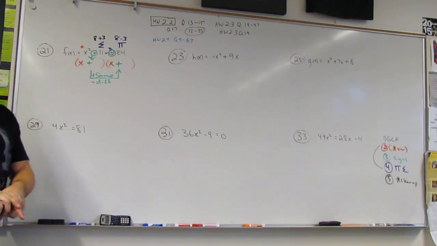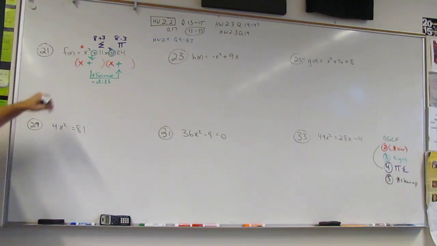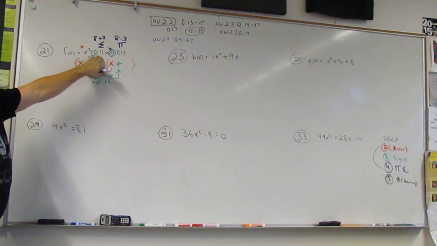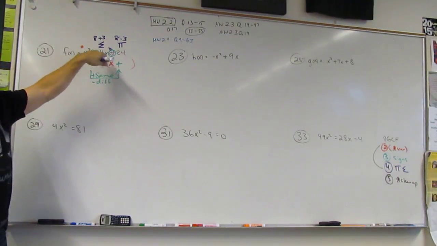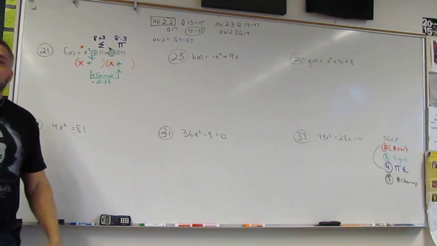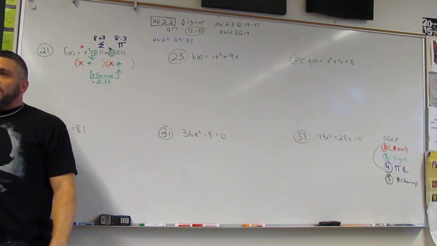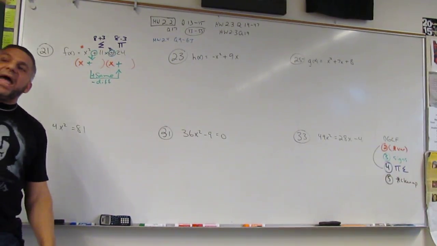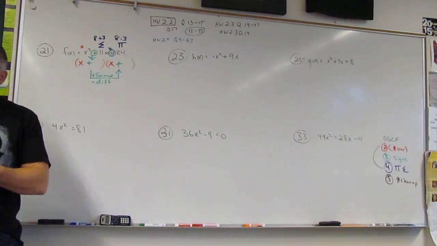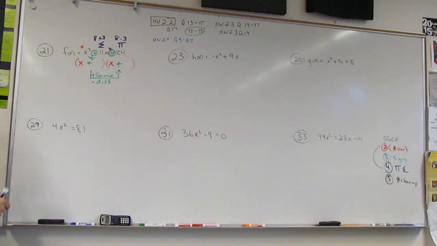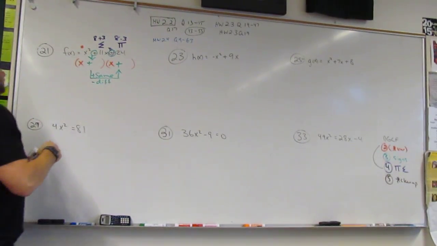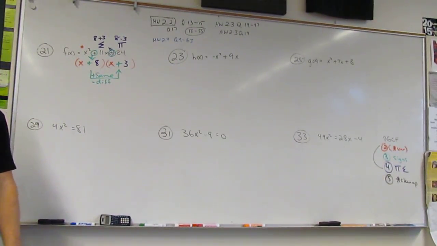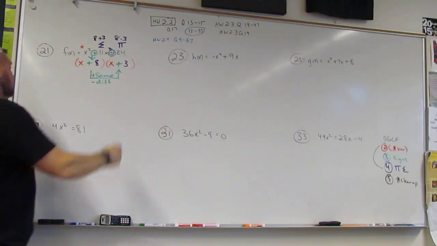Product and sum. What multiplies to be 24 and adds to be 11? So two numbers that multiply to be 24 could be 6 and 3, or 6 and 4, right? Could be 8 and 3. In this case, 8 and 3 adds to be 11. So, we plug in 8 and 3. And that's done. That's it.